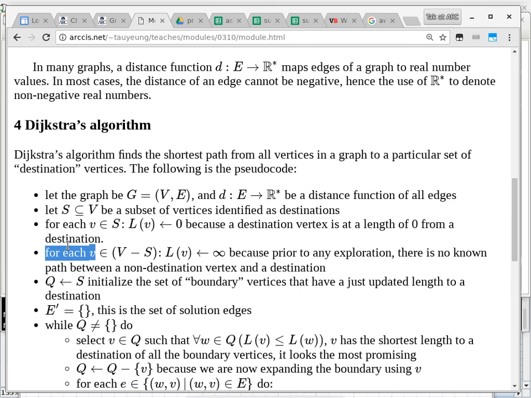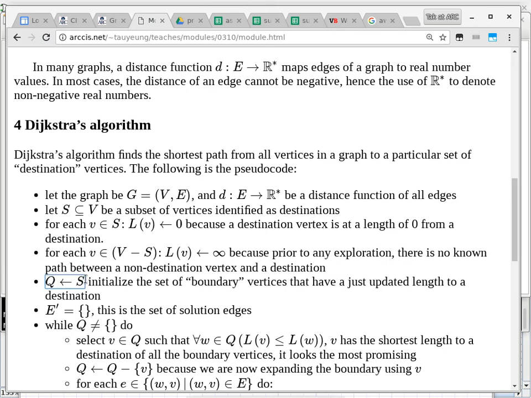We're just initializing the L value, the length, to a destination for all vertices. If the vertex is a destination, then L of V is going to be 0 by initialization. And if V is not a destination, then we use infinity to initialize L of V. At least that's what we know at this point, because we have not explored anything yet.